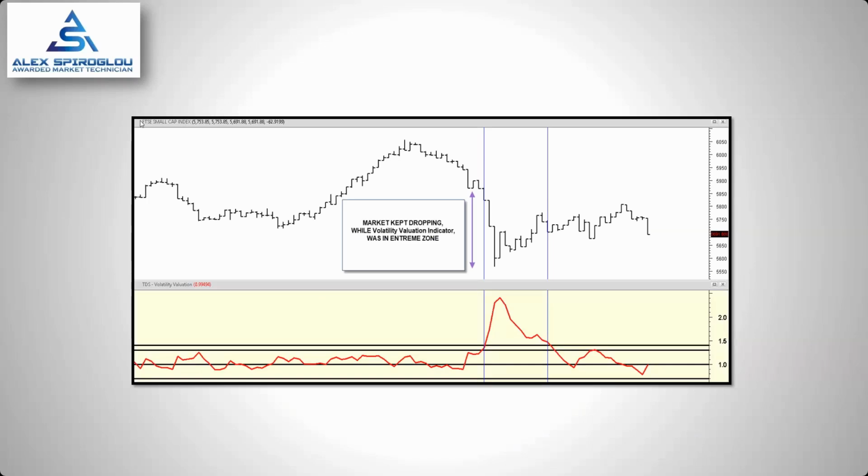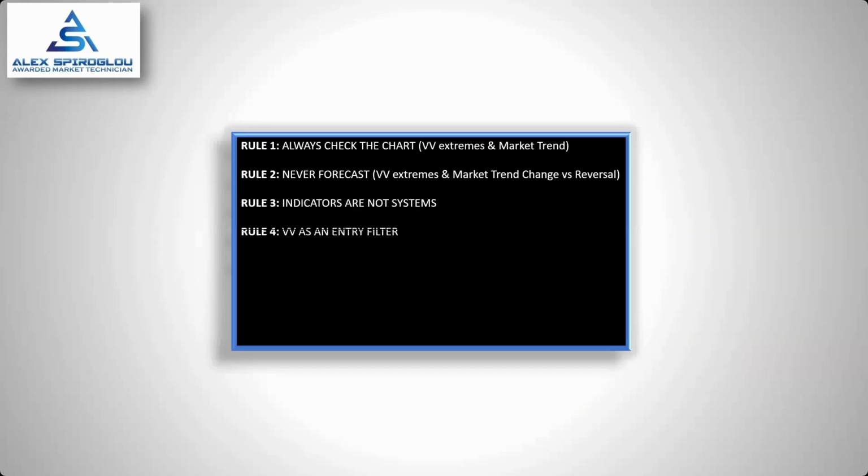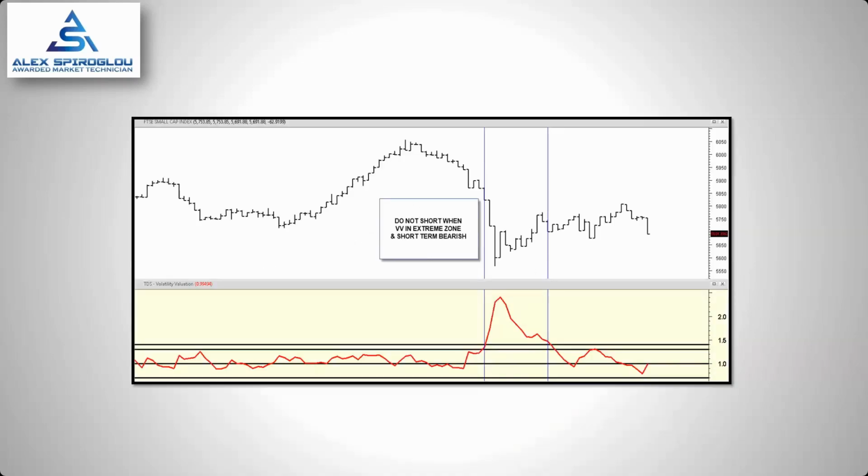Take a look, for example, at the vertical blue line, the left one. This is when the indicator entered the expensive, high volatility, extreme volatility zone. But then it gave you another 2 bars down until it bottomed, but these were huge ones. So it wasn't a market timing indicator, but it can be used as a volatility filter for entries.